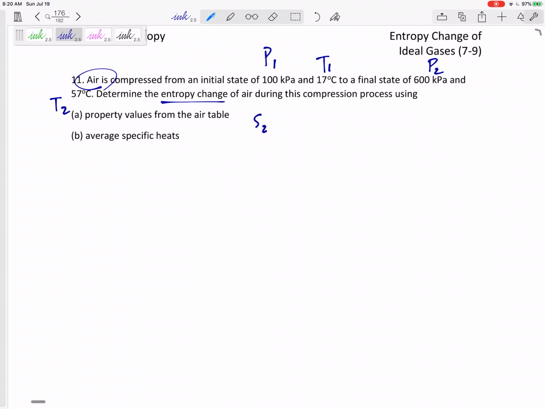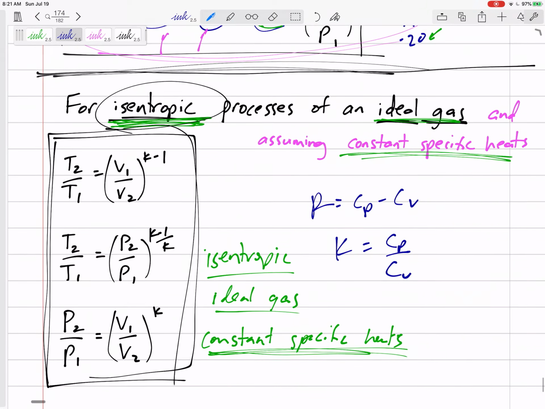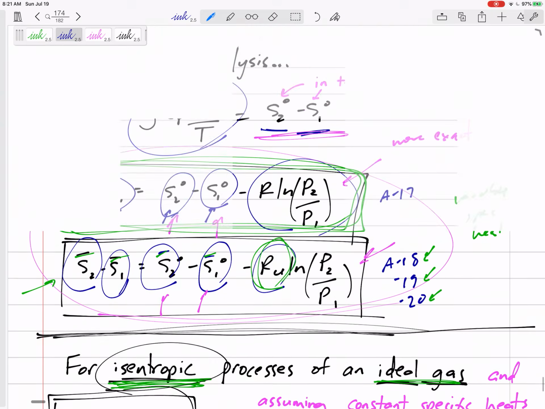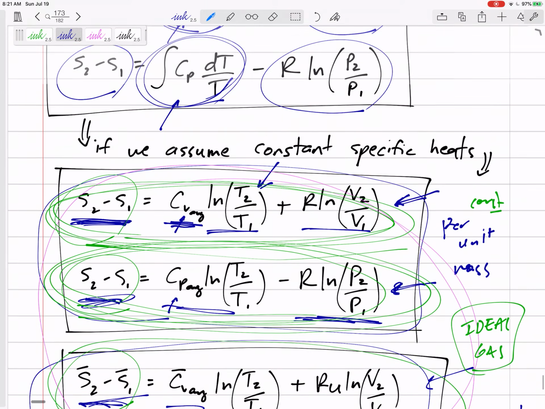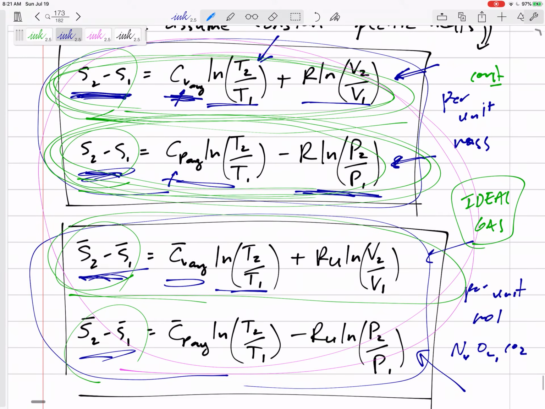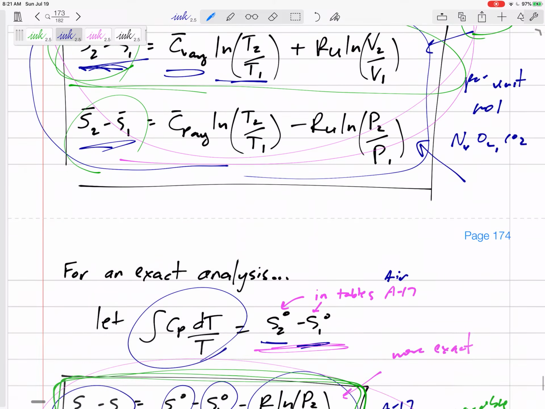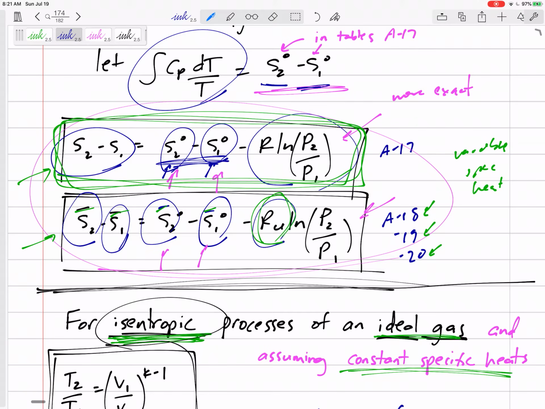We're finding S2 minus S1. I'm not going to use any of these PR, VR equations. That's for isentropic. But I am going to use some of these. And I made a mess of these. All right, so first we want to determine the entropy change using the property tables. So that is using these S naughts, right?